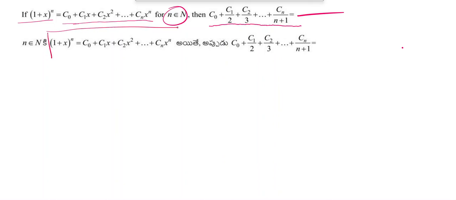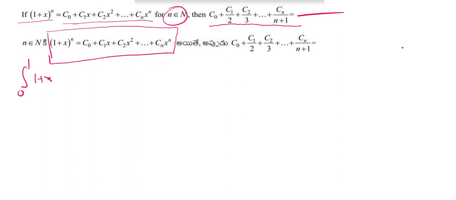This is a question from the binomial theorem. Here it is given that the expansion of (1 plus x) whole to the power of n is equal to c0 plus c1x plus c2x square plus up to cnxn, for n belongs to N. Then find the value of c0 plus c1 by 2 plus c2 by 3 plus up to cn by n plus 1 is equal to blank. This is the question. The given expansion is (1 plus x) whole power n. Now I am integrating on both sides from 0 to 1.